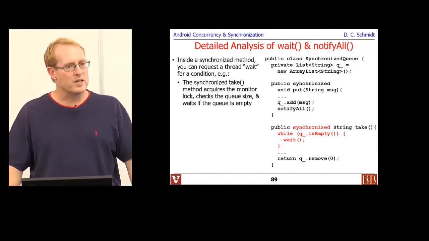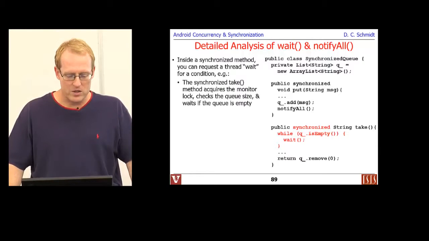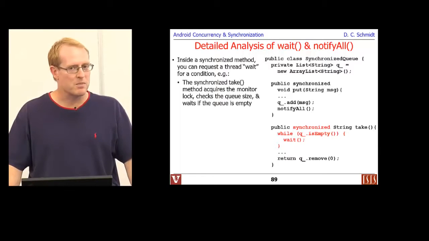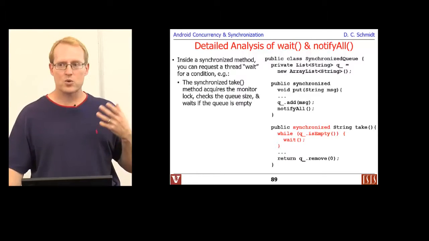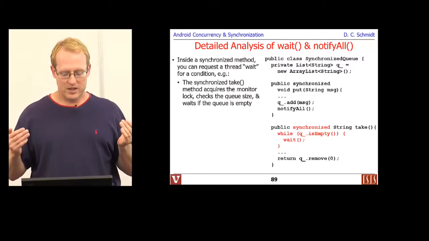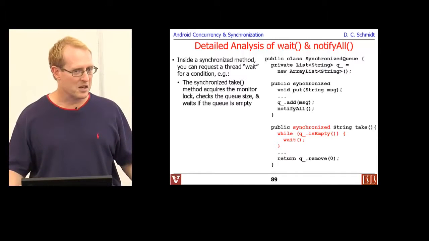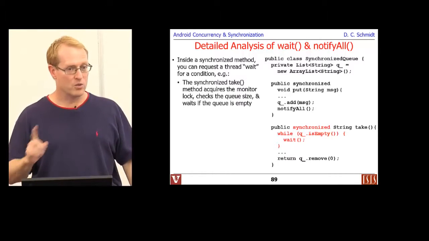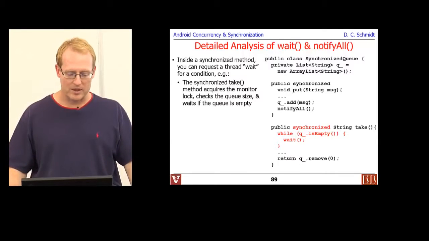So let's take a little bit more detailed look at what wait and notify all are doing. Inside of a synchronized method or a synchronized block, you can have a thread request to wait on some condition. Now, by default, every Java object that has synchronized methods or blocks has the ability of having a waitable condition, one waitable condition, which is implicit. It's called implicit conditions. We'll talk about that.